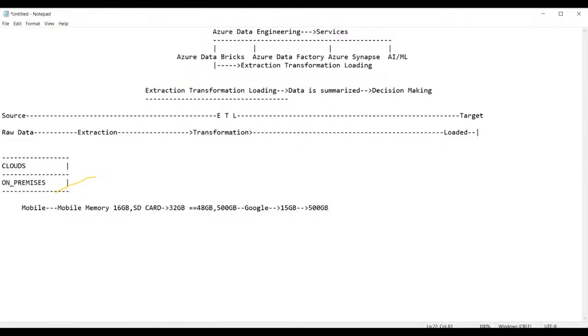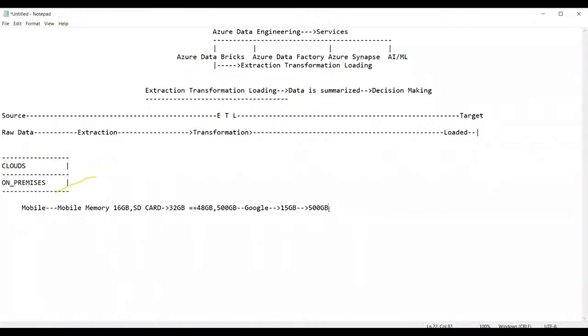So will Google provide you 500 GB of memory free of cost, or will they charge something for it? They'll charge something. That means after 15 GB, even if you store 0.1 MB, it is going to charge you. So you can buy the space on Google Drive by paying some cost.